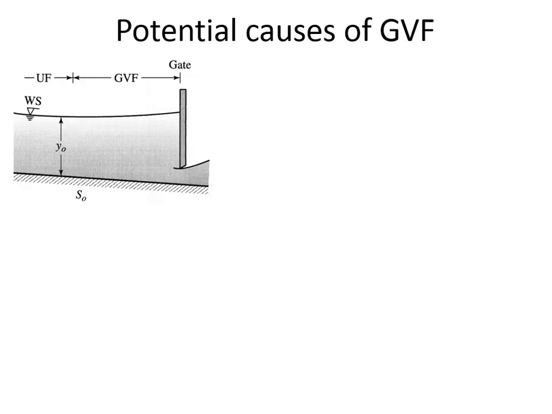So let's look at some pictures of conditions that can cause gradually varying flow. So let's say you've got uniform flow, and in our book, normal depth has the variable y naught.